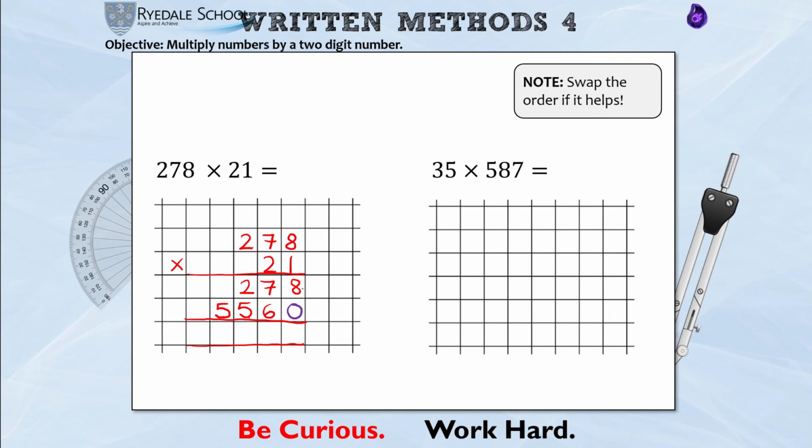Just need to add these up. 8 add 0 is 8. 7 add 6 is 13. 2 add 5 is 7. Don't forget the 1 is 8. And 5 by itself is 5. So the answer to 278 times 21 is 5,838.